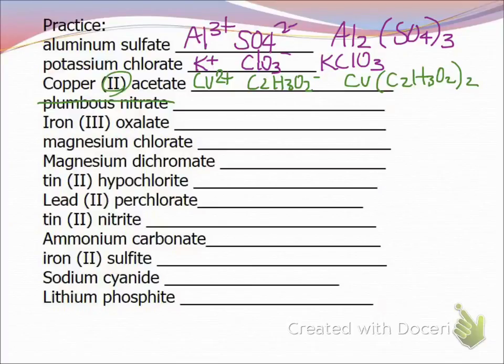Iron 3 oxalate. So let's go with iron 3 is Fe3+. Oxalate is C2O4, and it's a 2-. So we're going to do that multiple of 3 and 2, so we need 2 iron, and we need 3 oxalates.